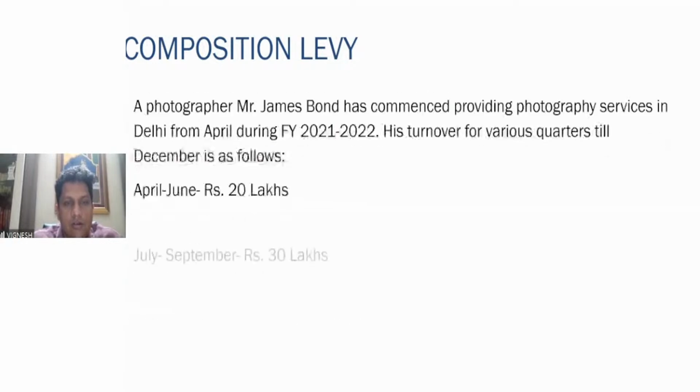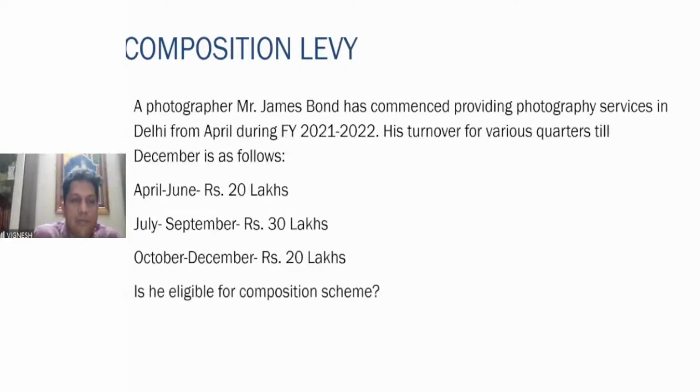Fine, so we have already covered. Now, for example, a photographer, Mr. James Bond, has commenced providing photography services in Delhi from April during FY 21-22. His turnover for various quarters till December is as under. April to June is 20 lakhs, July to September 30 lakhs, October to December 20 lakhs.